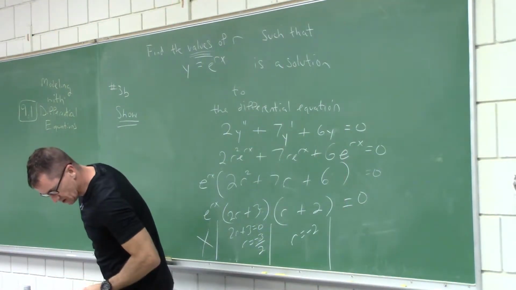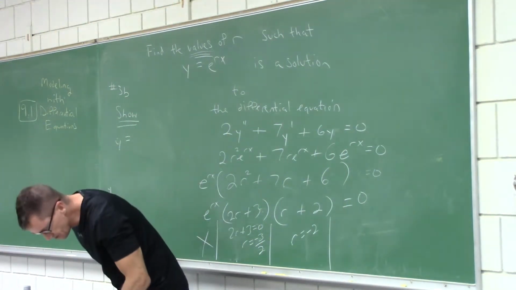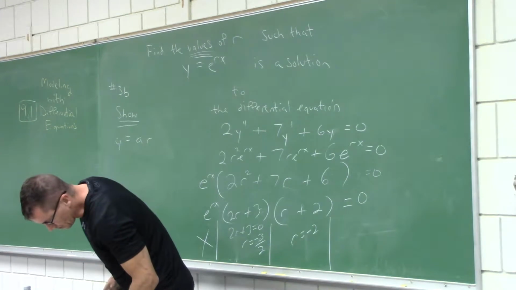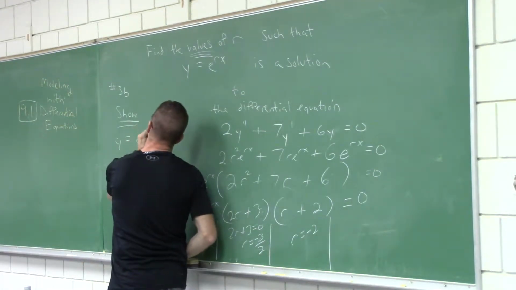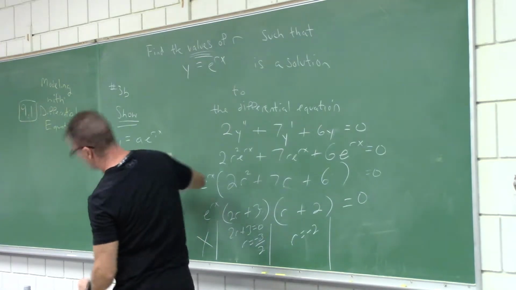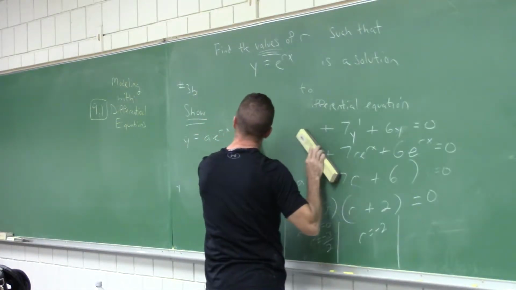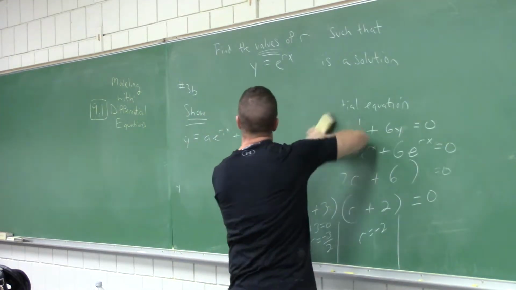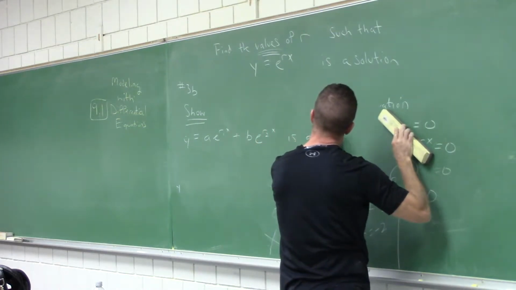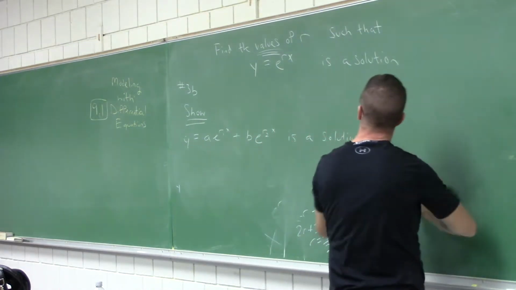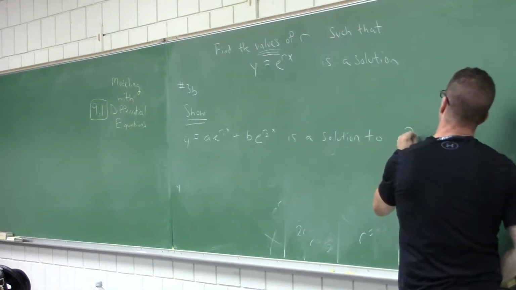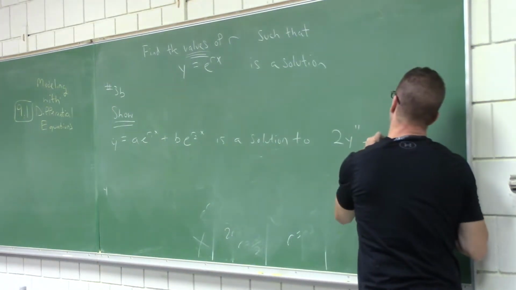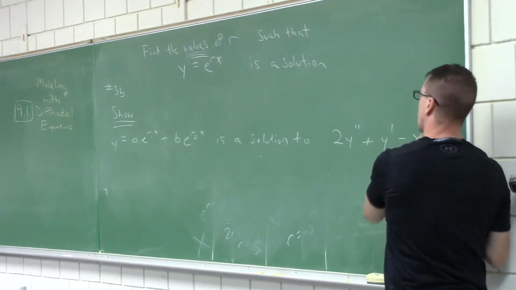And they go, show that y equals a times e to the r sub 1 of x plus b times e to the r sub 2 x is a solution to, you don't have to do this now, this equation: 2y double prime plus y prime minus y equals 0. I'm just curious, what would you do?